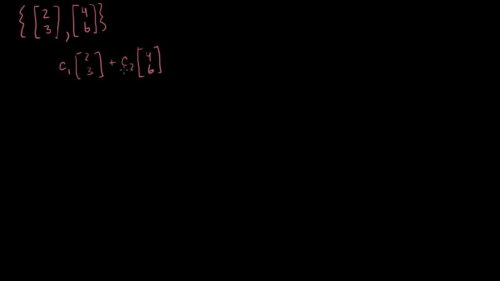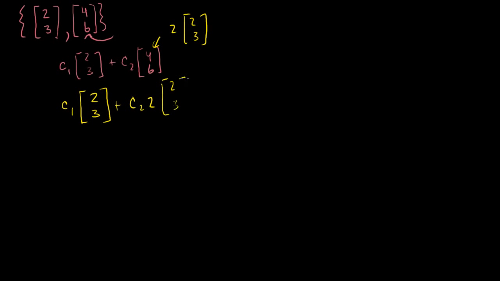Now, the first thing you might realize is that this vector 4, 6 is just 2 times the vector 2, 3. So I could rewrite it as c1 times the vector 2, 3 plus c2 times, instead of writing the vector 4, 6, 2 times the vector 2, 3, because this vector is just a multiple of that vector. So c2 times 2 times 2, 3. I think you see that this is equivalent to 4, 6. 2 times 2 is 4, 2 times 3 is 6.